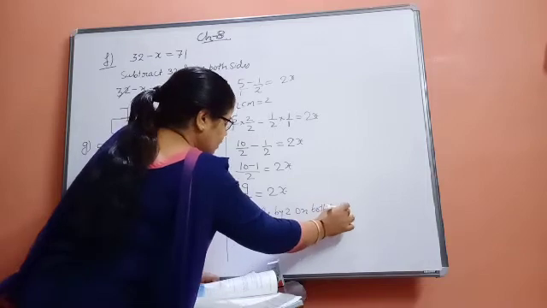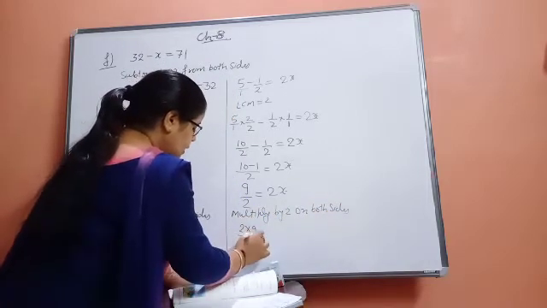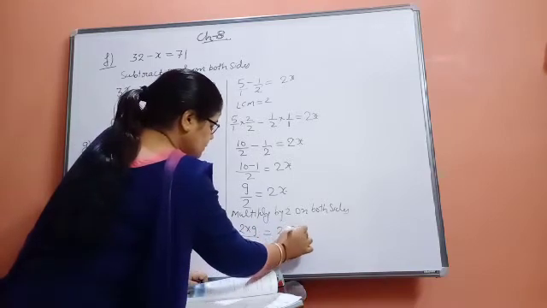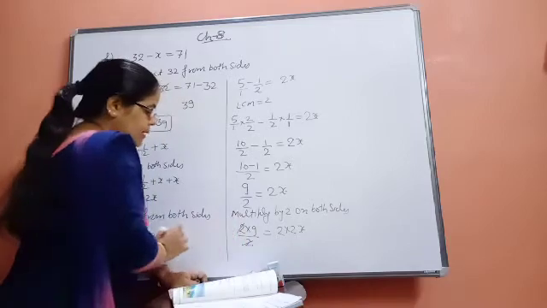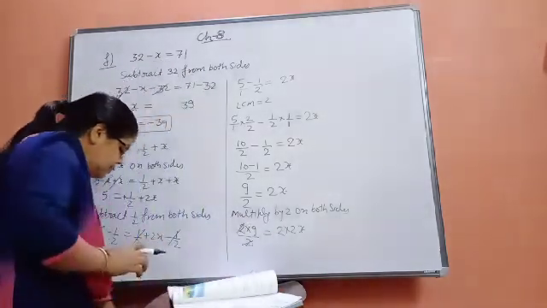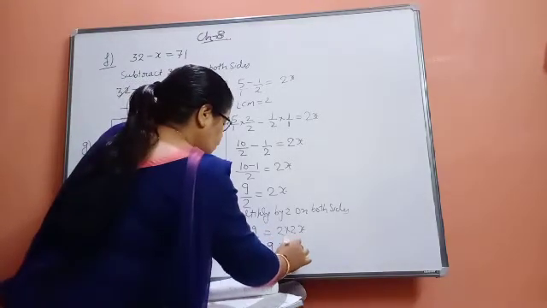So what will it become, beta? 2 into 9 upon 2 is equal to 2 into 2x. So this 2 and this 2 will become cancelled. So it will become, beta, 9 is equal to 4x.